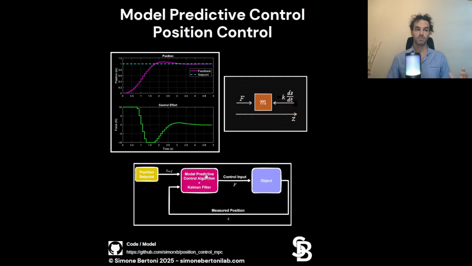Then this controller produces a control input, the force to be applied to the object to control the position in our example, which is read back into the controller.